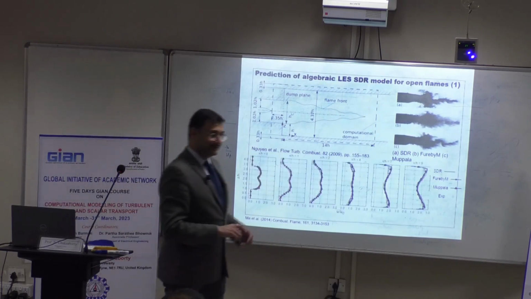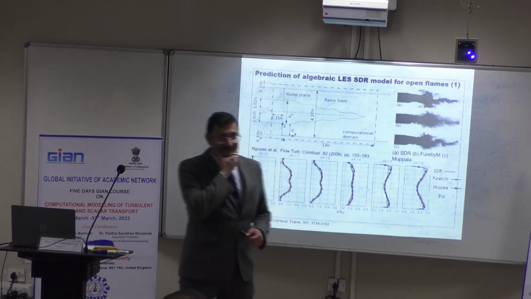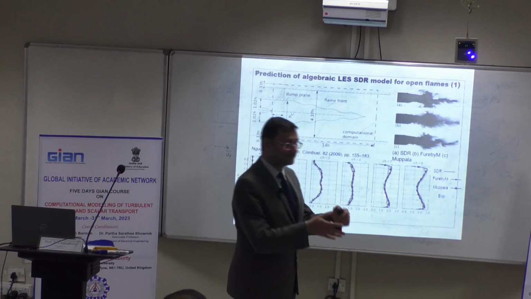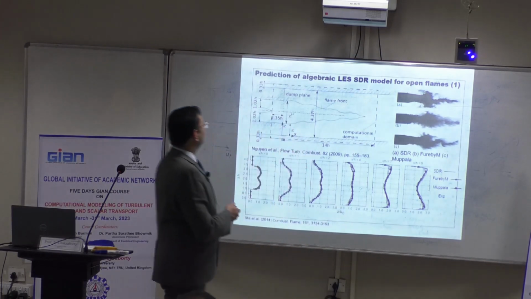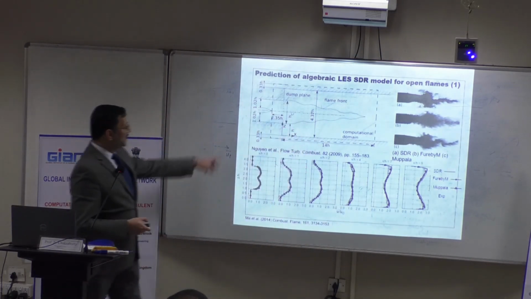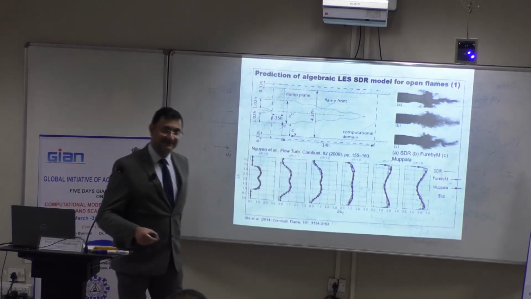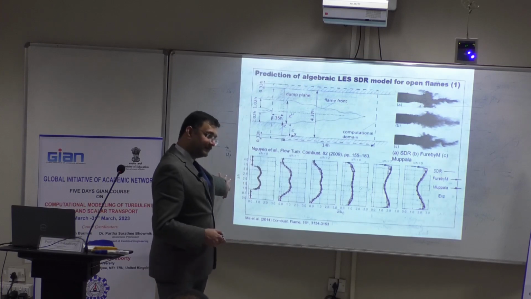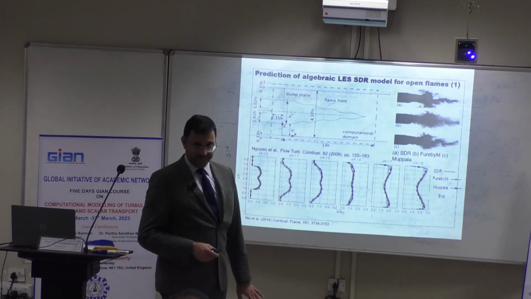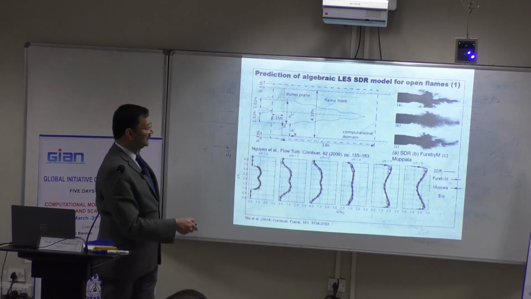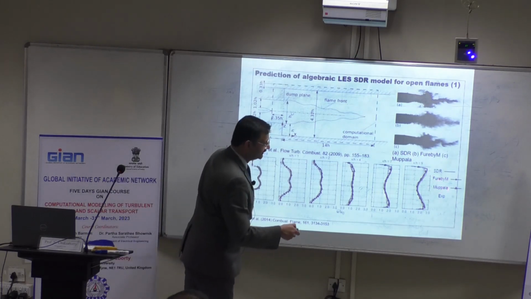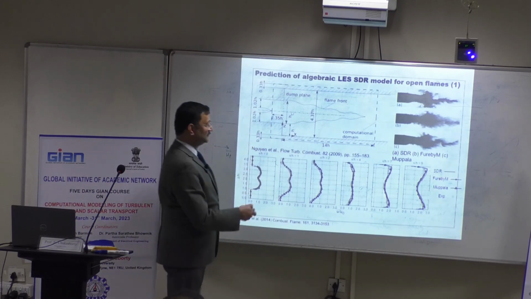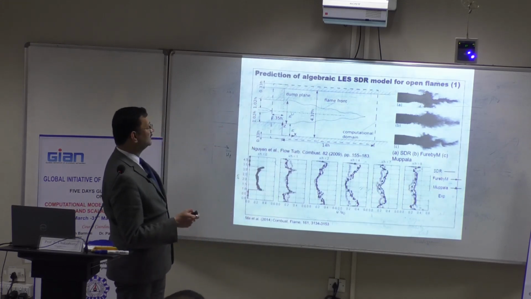Now, I said the model needs to actually be implemented to see whether it does a good job. So this is a configuration like a backward facing step. Unfortunately, in this one, there are only velocity measurements. And you can see the model actually does quite a good job in terms of capturing velocity behavior compared to experimental data.